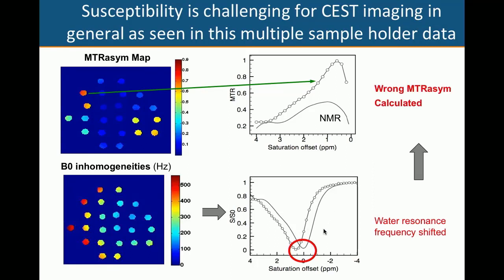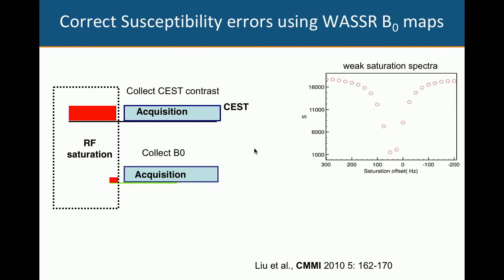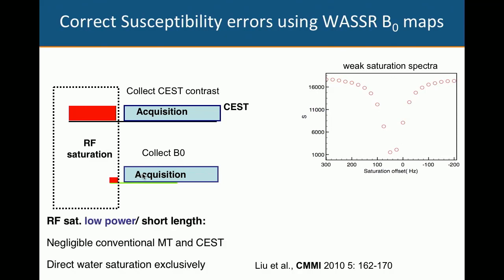So we have to have some way to shift the water resonance. The way we did this before is we had our CEST contrast spectra, and then, to map the B0 field, we used a much weaker RF saturation pulse. What this does is it allows us to get a very nice, tight definition of where the water peak is. This separate B0 acquisition, we termed WASSR. We like this. We use the same exact acquisition scheme, so the same artifacts that are present in the WASSR B0 maps are present in the CEST images. It's a very nice, simple method for mapping B0.